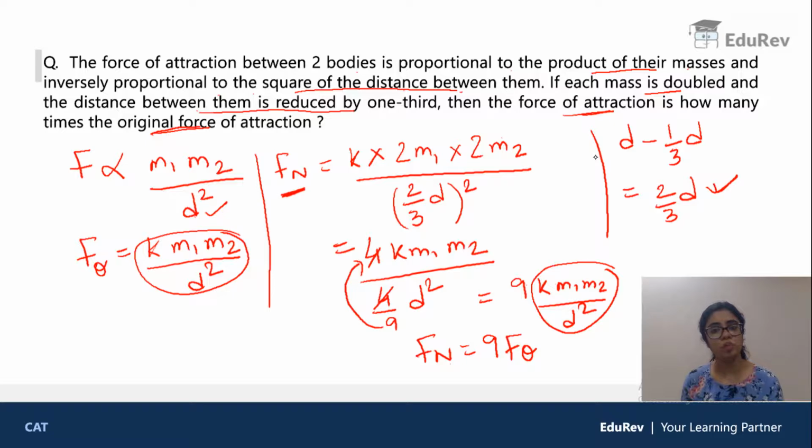So my new force is 9 times the original force, and this becomes your answer. Okay? So if you see the solution, you'll realize that the solution is very easy. Just the case is you have to understand the question, put it properly in variation, and you get your solution. Okay? Now let's move on to the next question.